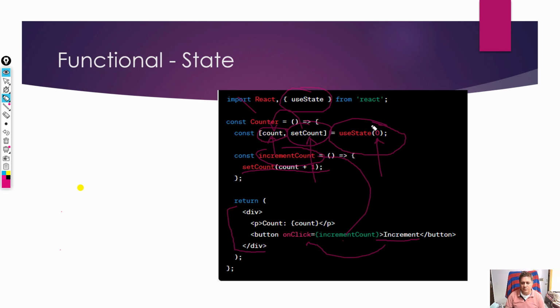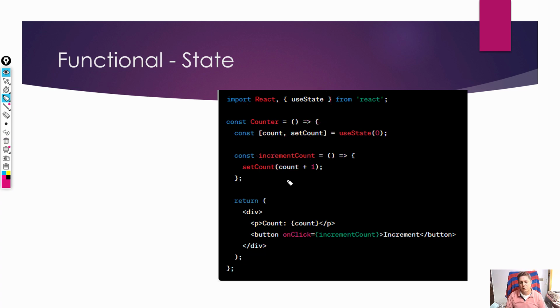The first time the value is initialized as 0, so the first time it will make it 0 plus 1, that means count will contain the value 1. The second time you click, it will make it count plus 1, meaning 1 plus 1 is 2. So this is the way state is used here in the application. This is the functional implementation.